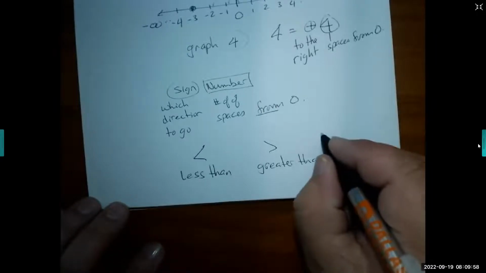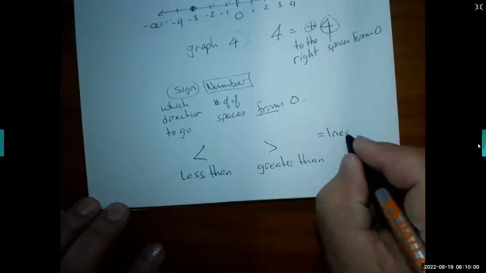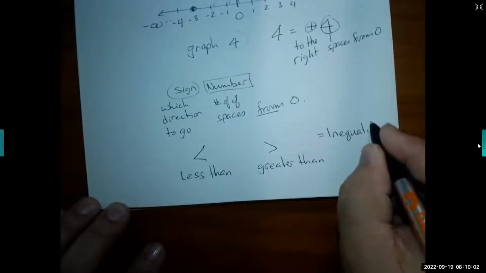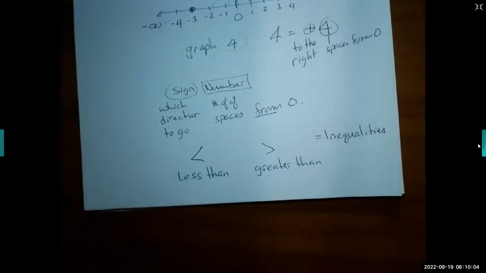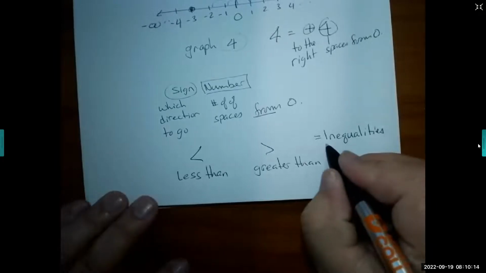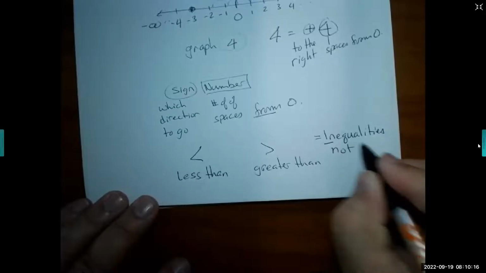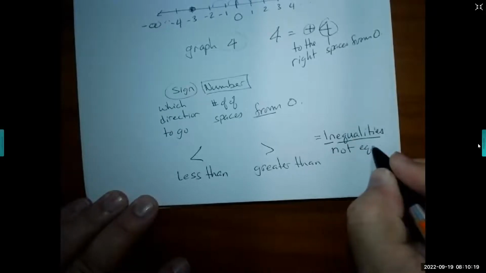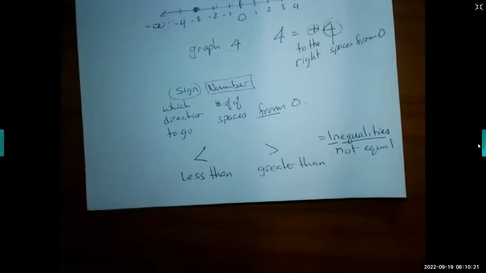Together, these things are called inequalities. What does inequality mean? That's exactly what it means: not equal. That's what the word inequality means, not equal.